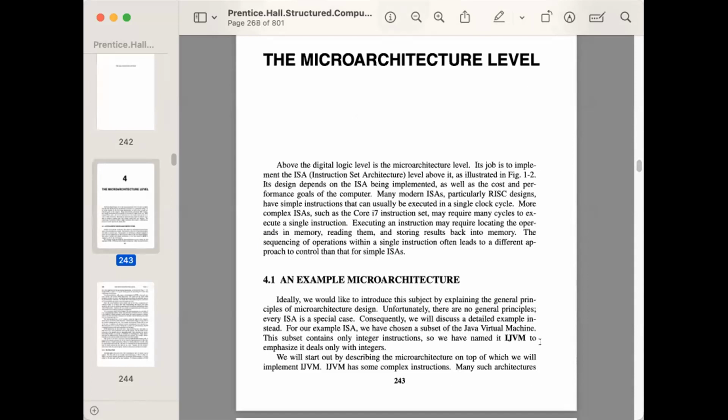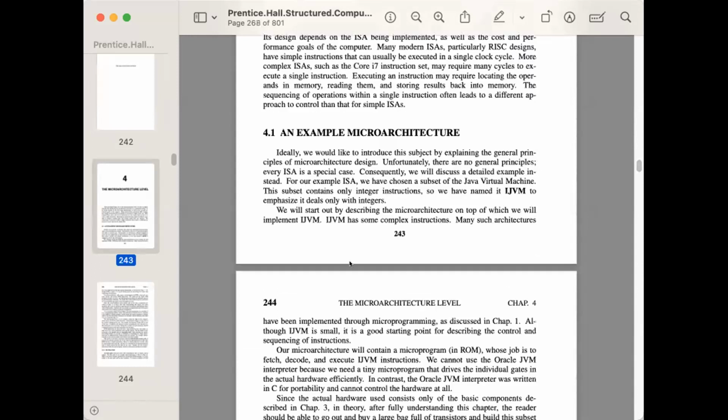Okay, so what they're going to do here, they're going to explain this with an example, because there really are no general principles. Every time we create an instruction set architecture, it's a special case. And again, what we're trying to get to is the next level, which is an assembly language level. Or actually, I guess the OS is next, and then the assembly level. That's what we're trying to get to. So each level strives to get you to the next one.